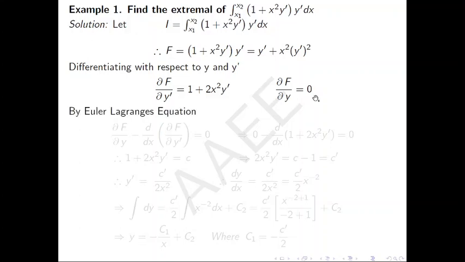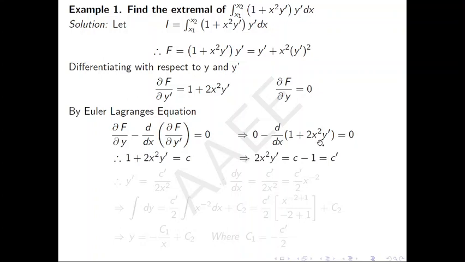So by Euler's equation, we have ∂f/∂y minus d/dx of ∂f/∂y dash is equal to 0. It implies that d/dx of ∂f/∂y dash is 0. I will put ∂f/∂y dash, which I have already found, inside d/dx. Since d/dx of (1 plus 2x square y dash) is equal to 0, integrating on both sides with respect to x, we get 1 plus 2x square y dash is equal to c.